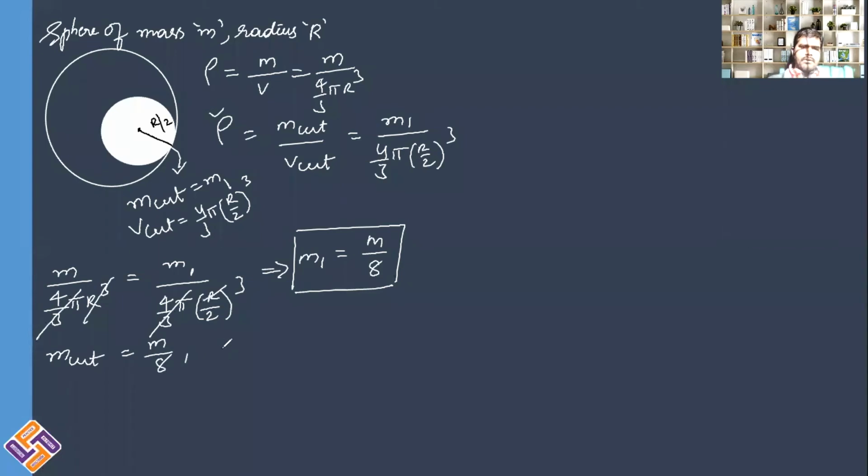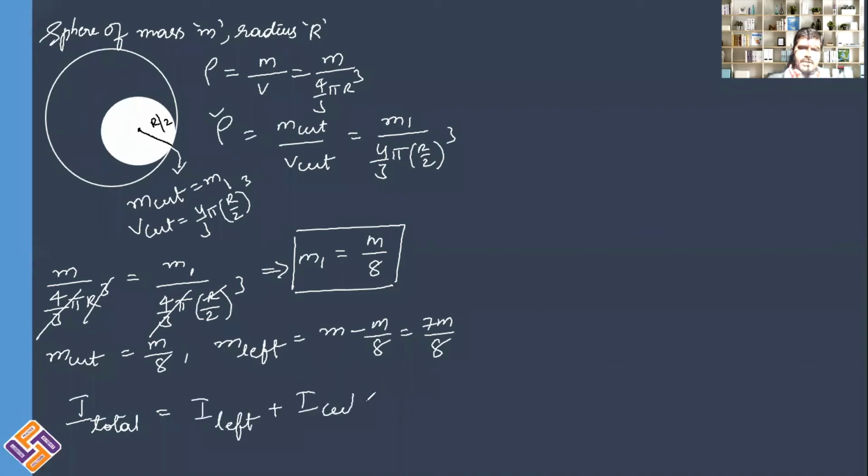and the mass of the left portion is equal to m minus m by 8. This is equal to 7m divided by 8. Okay, this is the way you should first calculate the mass of the left portion. After calculating the mass of the left portion and the mass of the cut portion, you can use the basic relation. Moment of inertia of the total object will be equal to moment of inertia of the left portion plus moment of inertia of the cut portion.